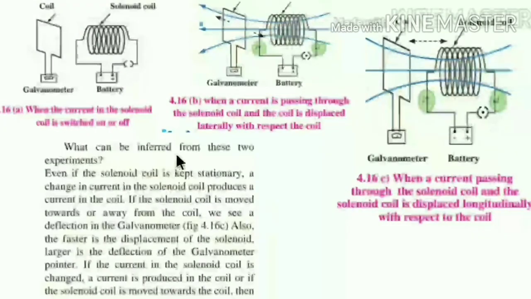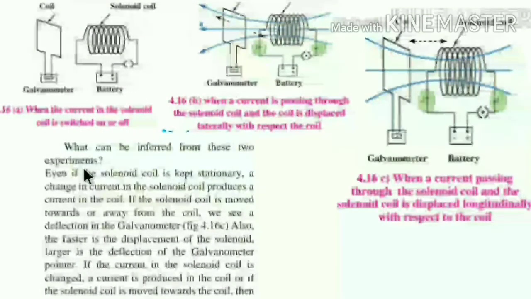What can be inferred from these experiments? Even if the solenoid coil is kept stationary, a change in current in the solenoid coil produces a current in the coil. When we keep this coil stationary, and current is flowing through this solenoid coil, current is also produced in the coil. This current is also produced in this coil.